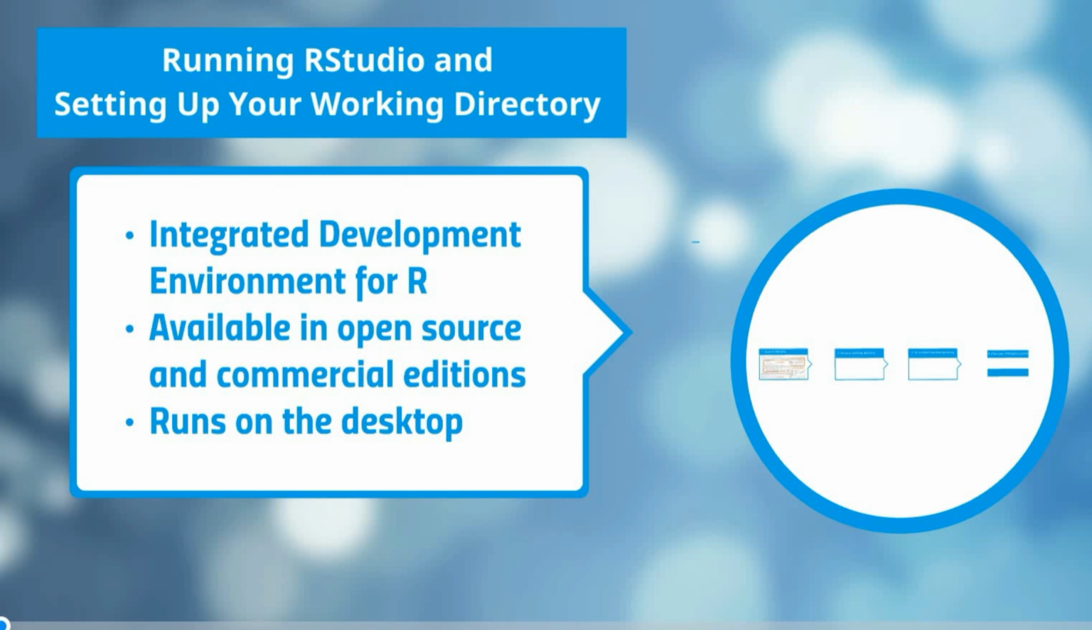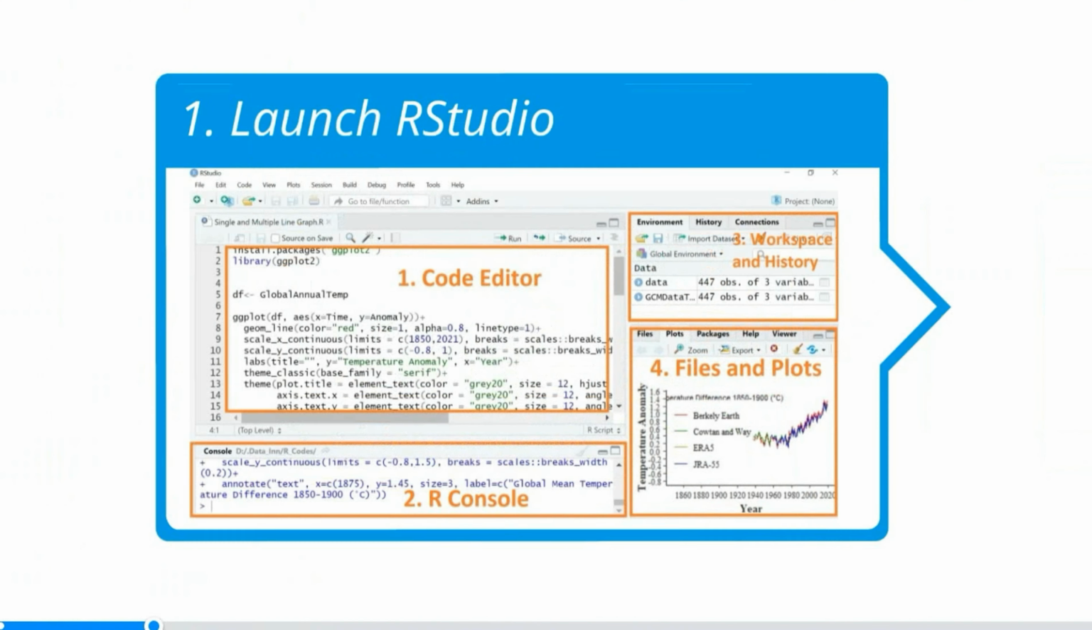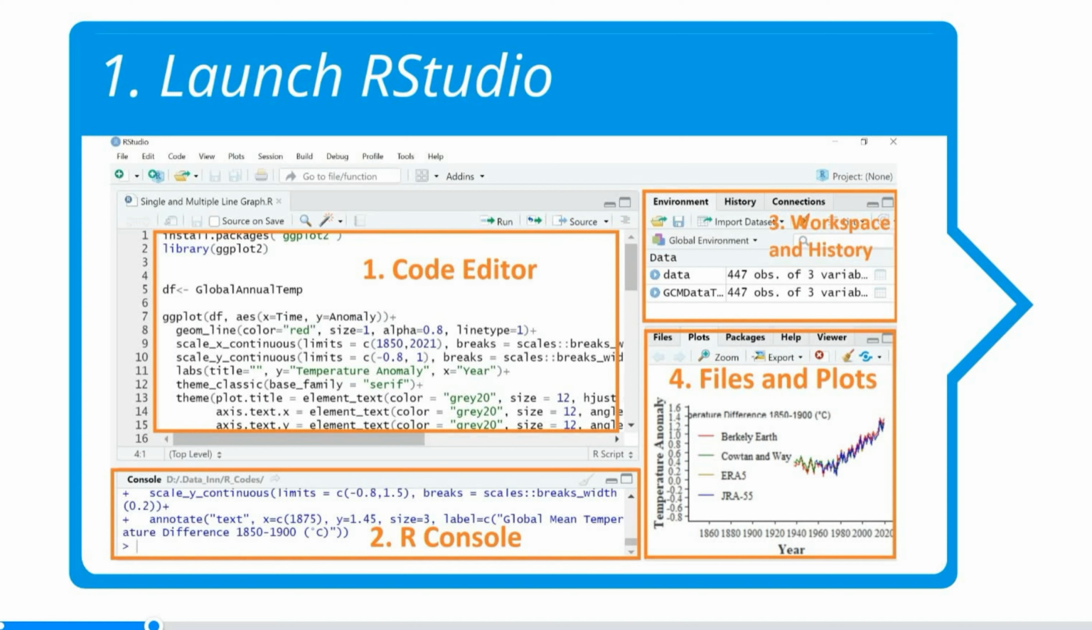RStudio is available in open source and also in commercial editions, and it runs on the desktop, Windows, Mac, or Linux, or in a browser that is connected to RStudio server. So after installing R and RStudio, you can simply launch RStudio from your computer applications folders. You can launch it by double-clicking on the icon. RStudio is an integrated development environment, and you have complete control of your code.